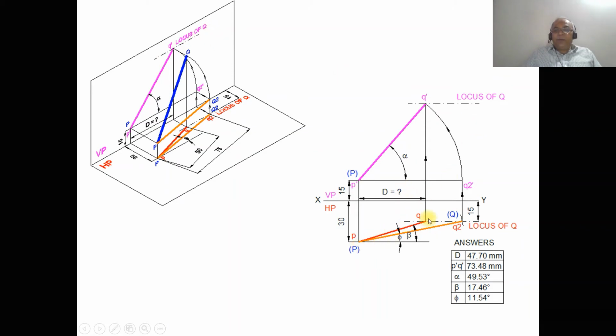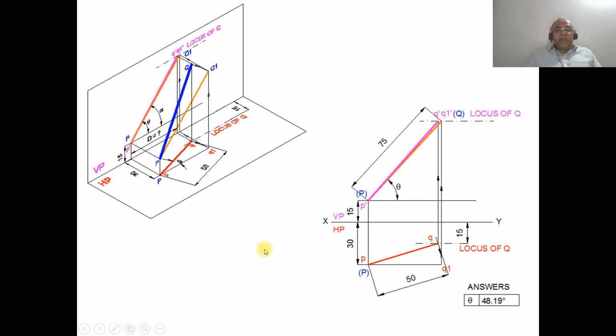So we have considered PQ and also PQ2. Since it is the true length in the horizontal plane, obviously P dash Q2 dash is parallel to HP. Since it is parallel to HP, you are getting the true length here. Once you get this, from P dash you take P dash Q2 dash as the radius, and rotate it such that it cuts this end projector line, so that you get the point Q dash. Then join P dash Q dash with a dark line, so that you get the apparent inclination with respect to HP, and you have the locus of Q in the front view.